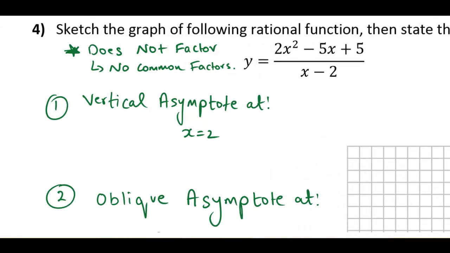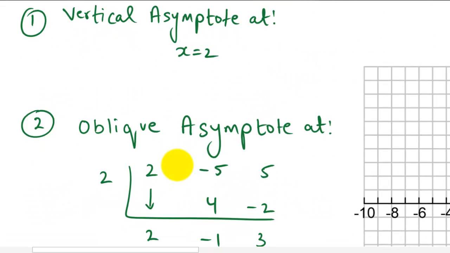Okay, so one of the first things hopefully you noticed is that this polynomial at the top does not actually factor. What that means is it does not have any common factors with the polynomial at the bottom, which means we know that we are not going to have any holes in it. What we do have still is a non-permissible value at x equals 2. So as a result, we're going to have a vertical asymptote at x equals 2. One of the other things you'll notice is that the degree of the numerator is 1 more than the degree of the denominator. So as a result, we have an oblique asymptote.